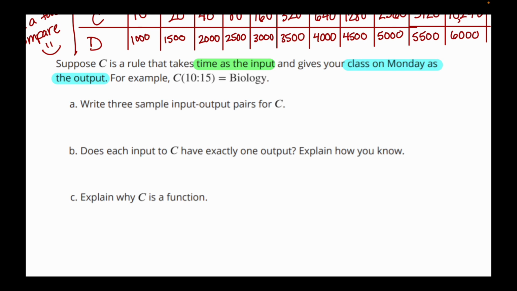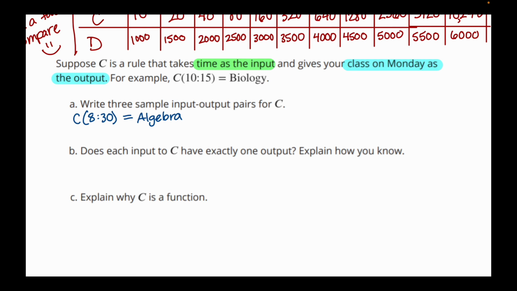So let's say, what if we had a class at, well, my first period class starts at 8:30, so I'm going to say C at 8:30. And we can say that is algebra. Now we know C at 10:15 is biology, so for us, that's normally in the middle of second period.